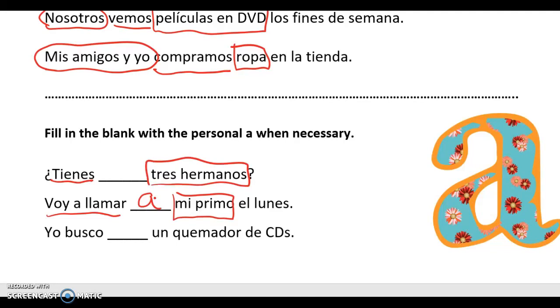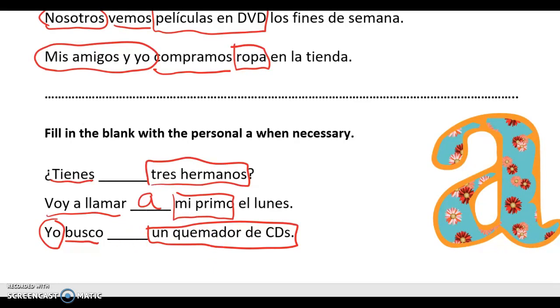Let's look at the last one. Yo busco un quemador de CDs. Who's doing something? Yo. What am I doing? I'm looking for something. Busco. What am I looking for? Un quemador de CDs. I'm looking for a CD burner. That's my direct object. Is it a person? CD burner? Not so much. So no person, no personal a, and let it go.